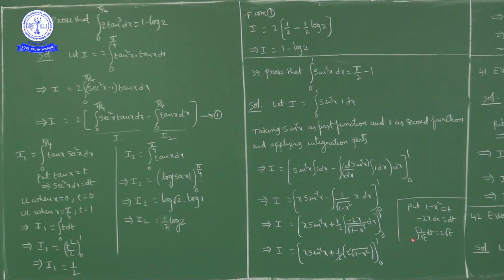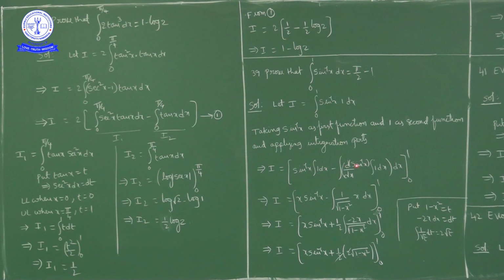Also we have a formula, integral 1 by root t dt is 2 root t. So 2 into what is root t? Root of 1 minus x square. So this integration value is 2 into square root of 1 minus x square, lower limit 0 and upper limit 1.